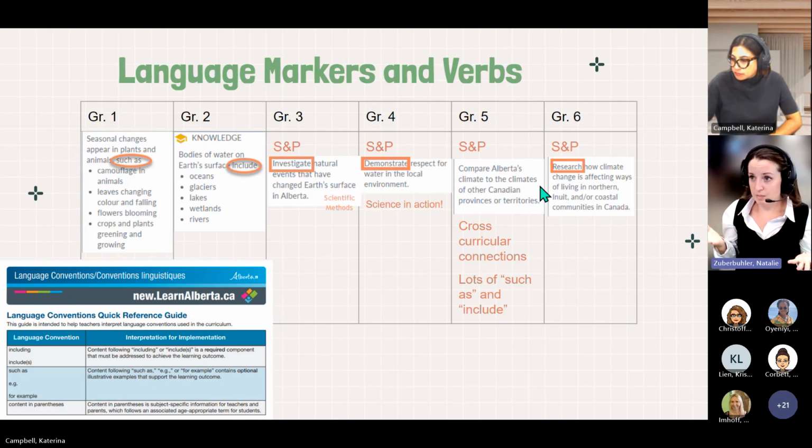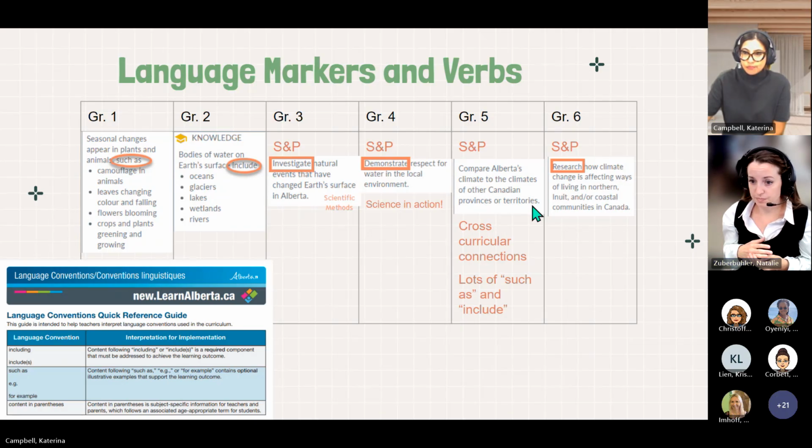So when we're diving deep into our cusps, regardless of the grade for Earth systems and all the organizing ideas, we need to be very cognizant of some of these language markers and verbs. Feeling good?